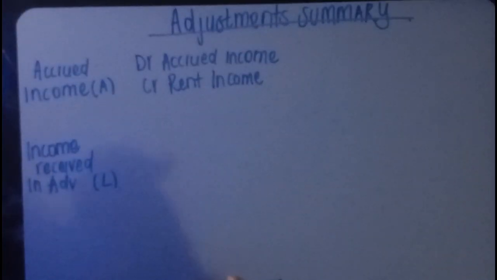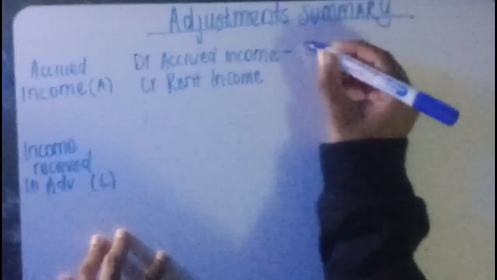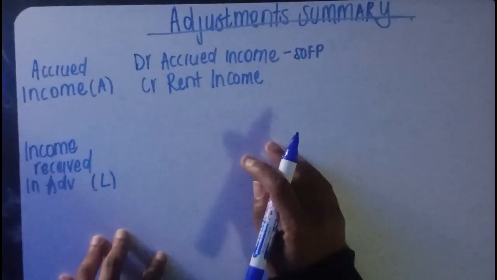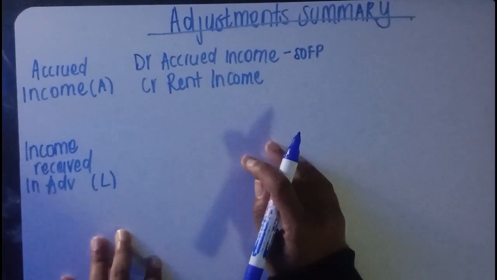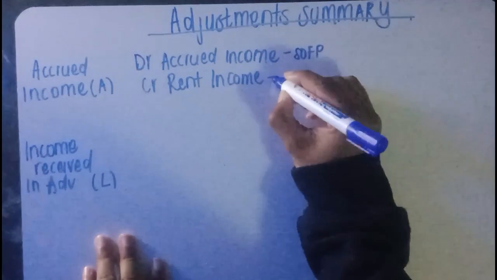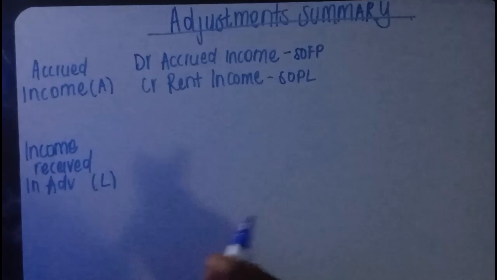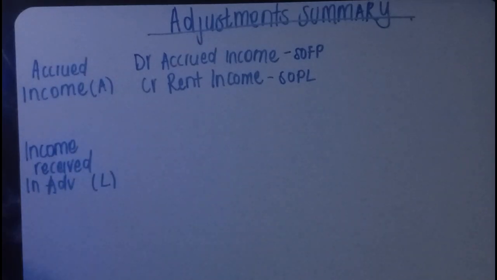So then your statement will obviously be, this will be statement of financial position. This doesn't look important, but it is. It gives you like 1.5 marks. So just write it down, and then this will be statement of profit and loss, right? So let's move on to income received in advance.